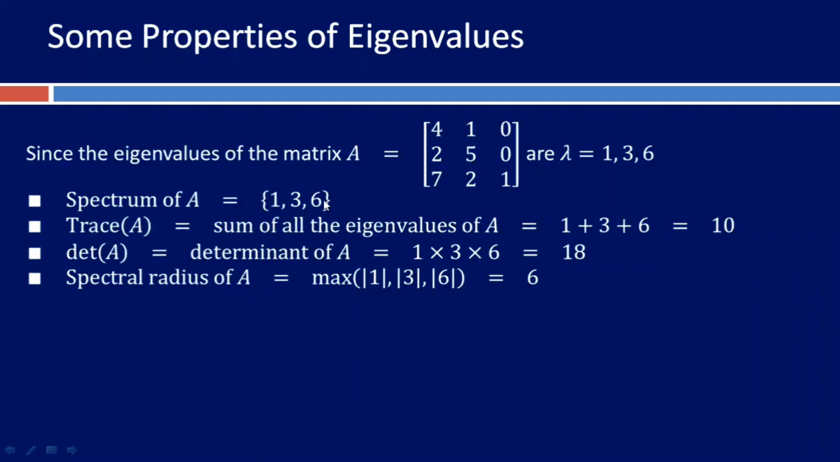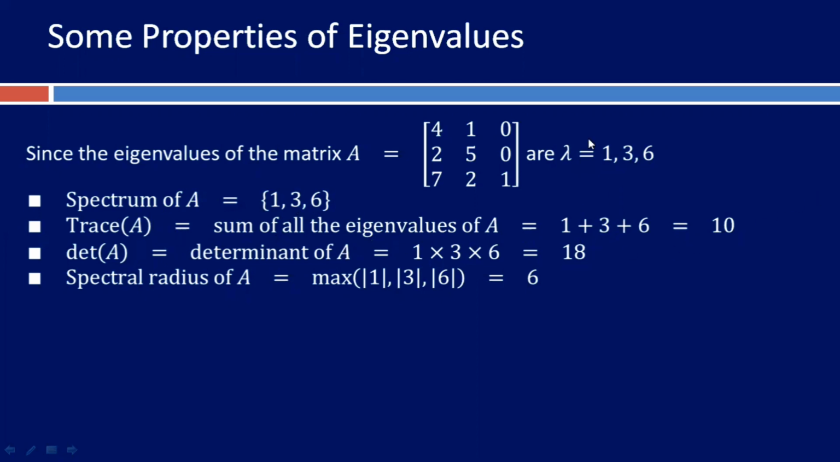So here we have 3 eigenvalues: lambda is equal to 1, lambda is equal to 3, and lambda is equal to 6. The spectrum of A is the set of all these eigenvalues, so the spectrum of A is {1, 3, 6}. The trace of A is the sum of all the eigenvalues of A. The eigenvalues are 1, 3, and 6, so 1 plus 3 plus 6 is equal to 10.